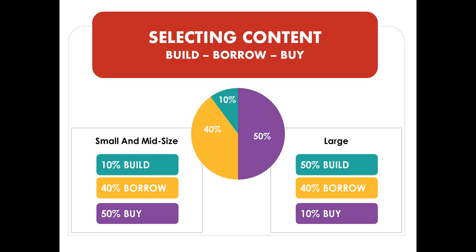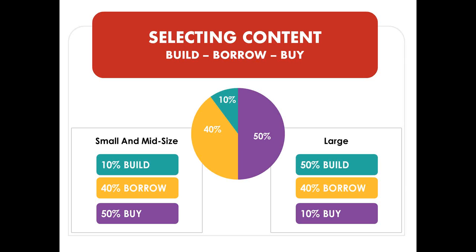You build it yourself like Tony Roma did. Do you borrow? Do you go out and access free resources such as Death by PowerPoint, or do you buy it? For small, mid-sized companies, you probably want to build about 10%, borrow about 40%. That could be links to blog posts, but you probably want to buy about half of the content you're using just because of the cost associated with building.